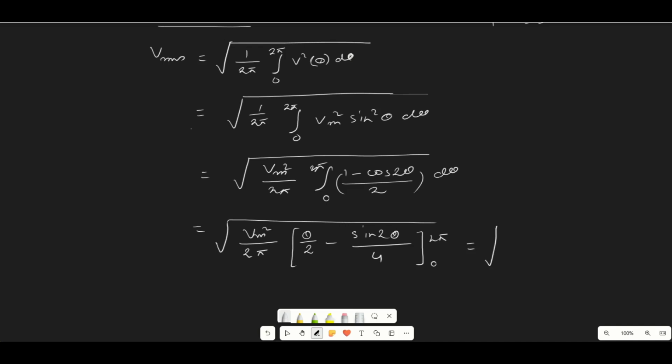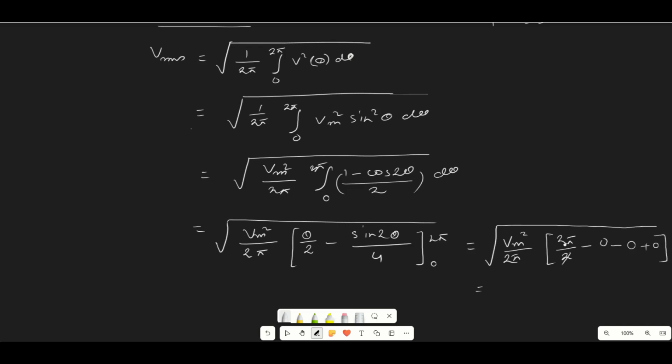Now putting the 2 pi and 0 terms inside, what we get here is theta will be 2 pi divided by 2, minus, for 0 it will be 0. Then again minus sine of 2 theta at 2 pi, so that will become 0. Then sine 0 is also 0, so plus 0.